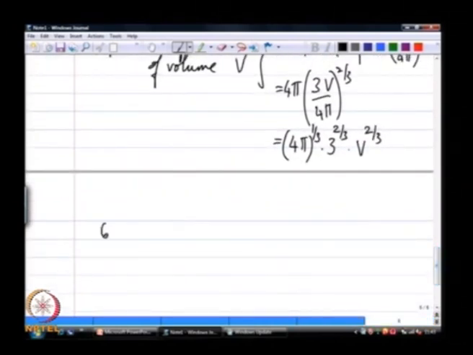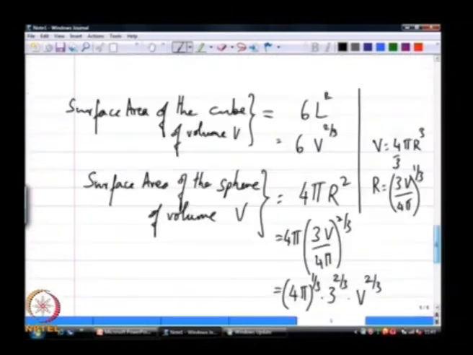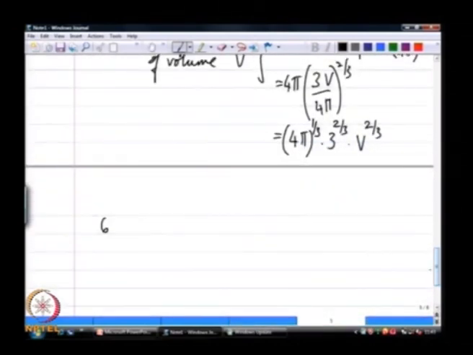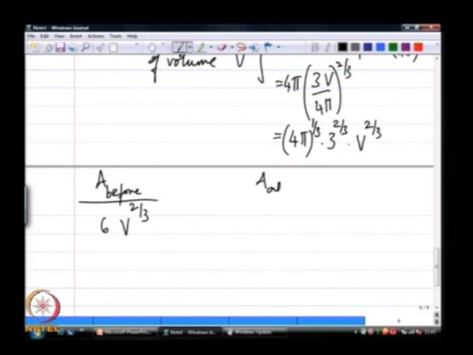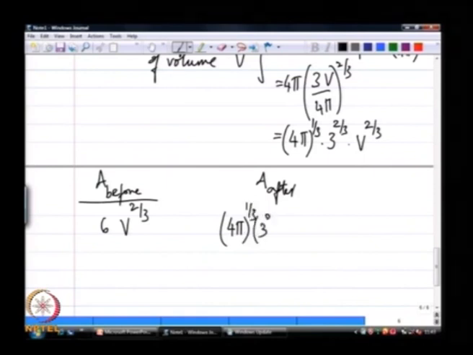If I compare the two surface areas, I have 6 times V power 2/3. So, this is in some sense A before, and A after is 4 pi raised to the power 1/3 times 3 raised to the power 2/3 times V raised to the power 2/3.